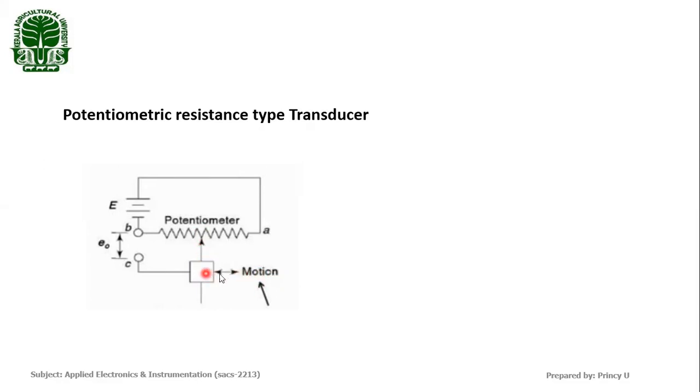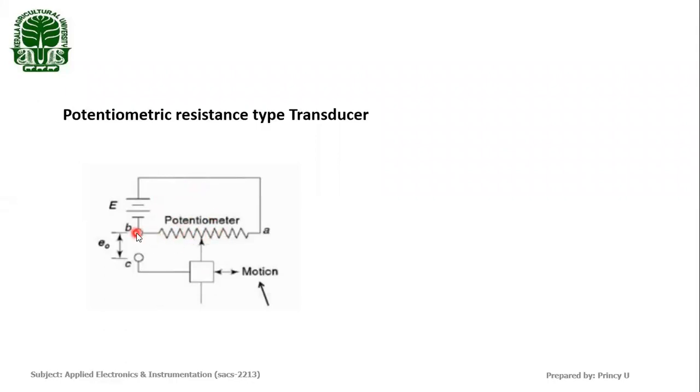So any motion applied to this object will produce a change in resistance in this variable potentiometer. So when our object moves, this arm will move either to the left or right. So the resistance value will change. So the current flowing through this will change due to this resistance.